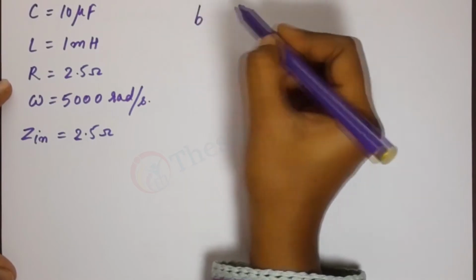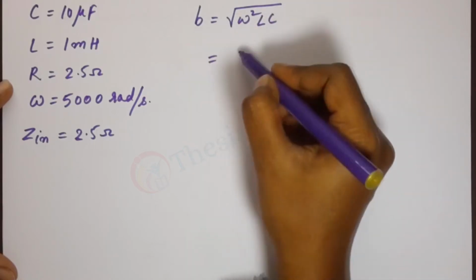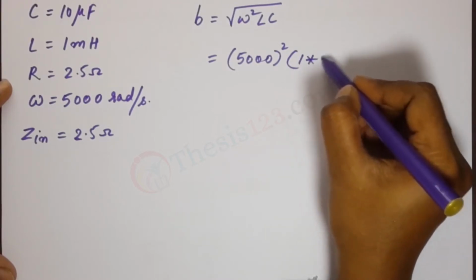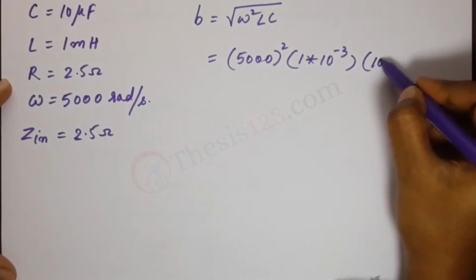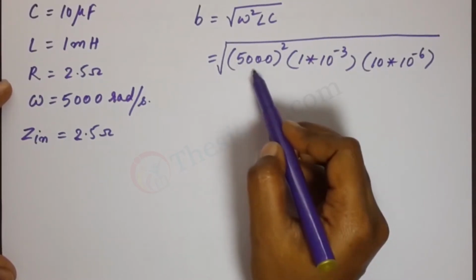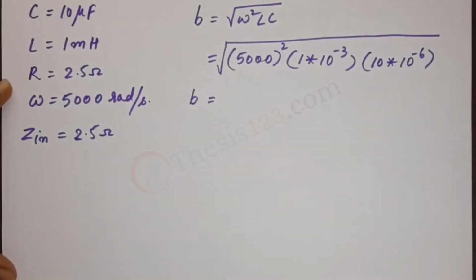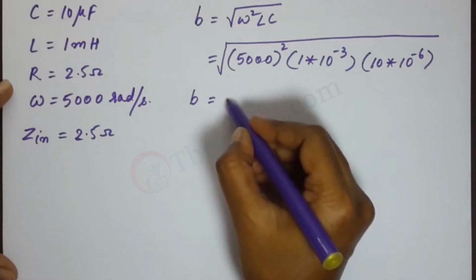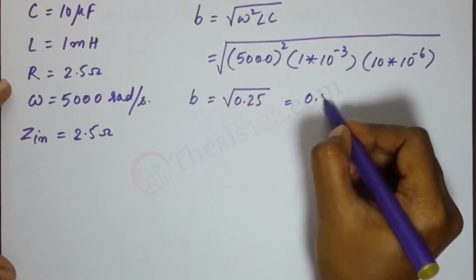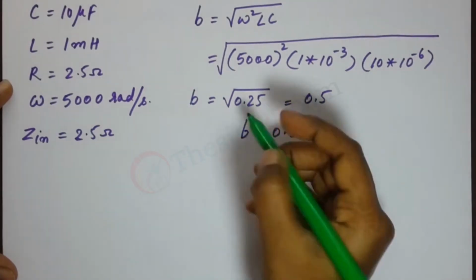We have found the expression for B as root of omega square LC. Let's substitute 5000 square into 1 into 10 power minus 3 into 10 into 10 power minus 6. Omega LC. Now if we solve this, what do we get? We should get root 0.25, and the square root of 0.25 is 0.5. So the value of B is 0.5. That's our first value.